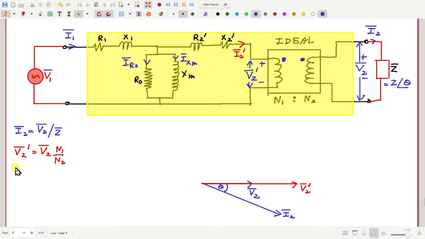So now similarly, I2 prime will be how much? That will be I2 multiplied by N2 by N1. How can I draw that? So that will be also a scaled version of I2, maybe here. Suppose this is I2 prime.